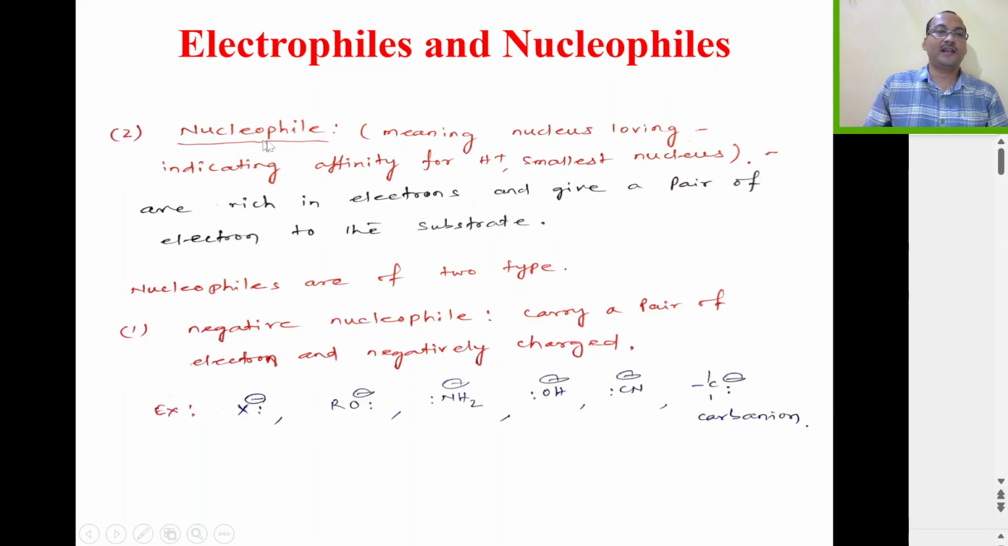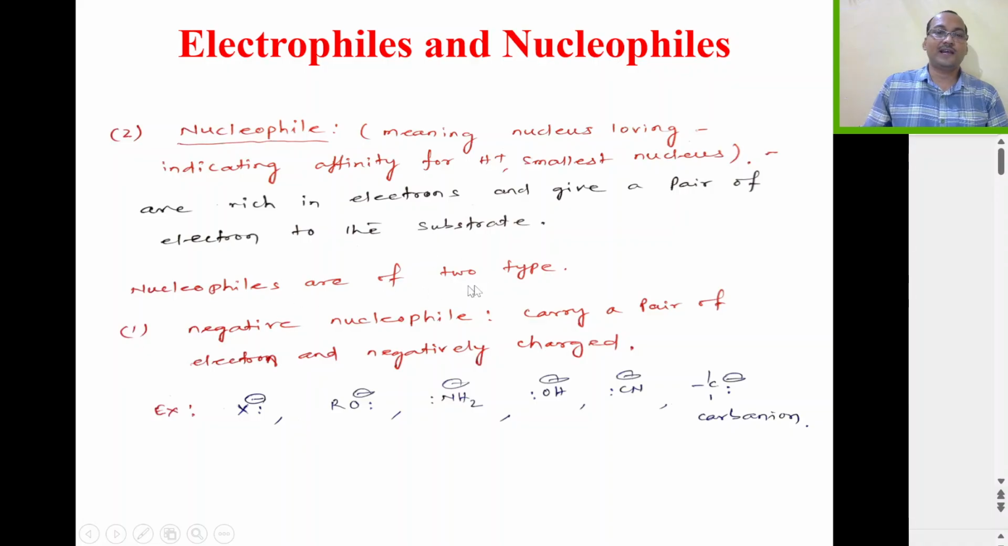So now let's define nucleophile. What is nucleophile? So nucleophile means nucleus loving, indicating the affinity for proton or H plus, the smallest nucleus, which are rich in electrons and give a pair of electrons to the substrate.